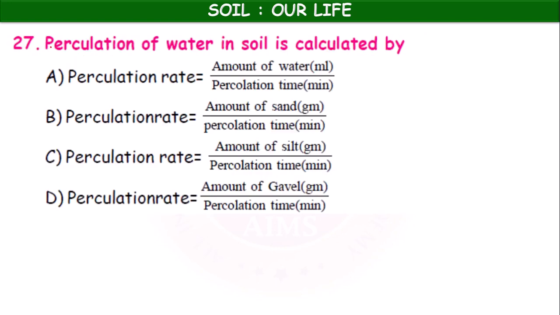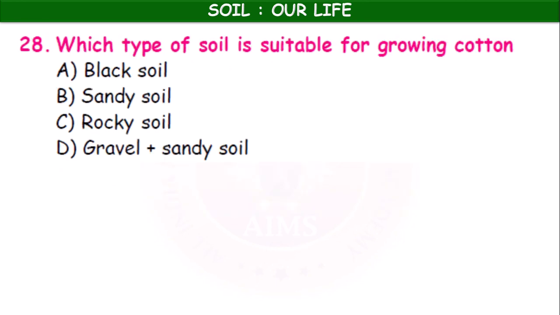The percolation of water in soil is calculated by the formula: percolation rate is equal to amount of water by percolation time. The units are ml per minute. So this is the formula: percolation rate is equal to amount of water in ml by percolation time in minutes.